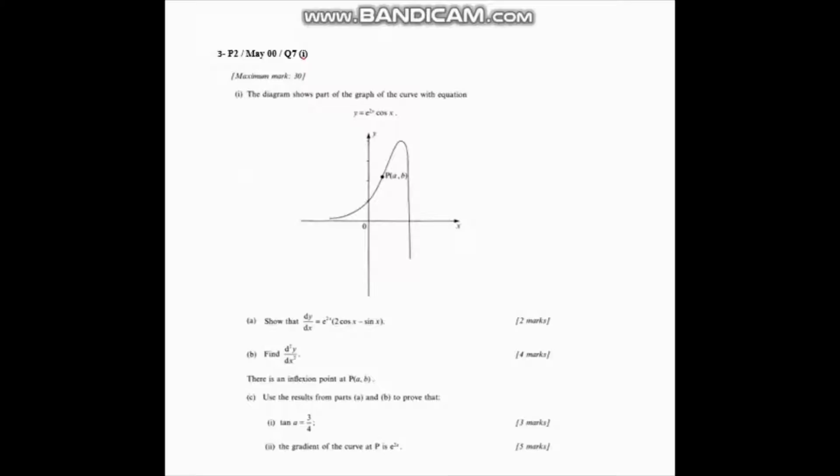In question B, I'm required to find d squared y by dx squared, which is y double dash, the derivative of the derivative.